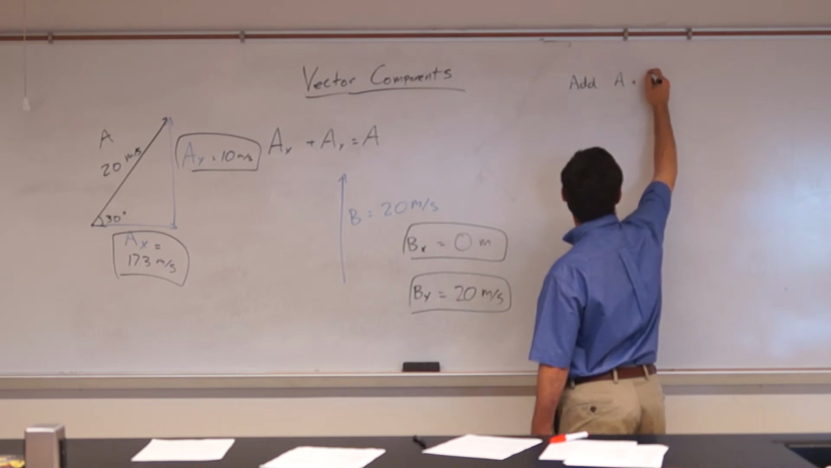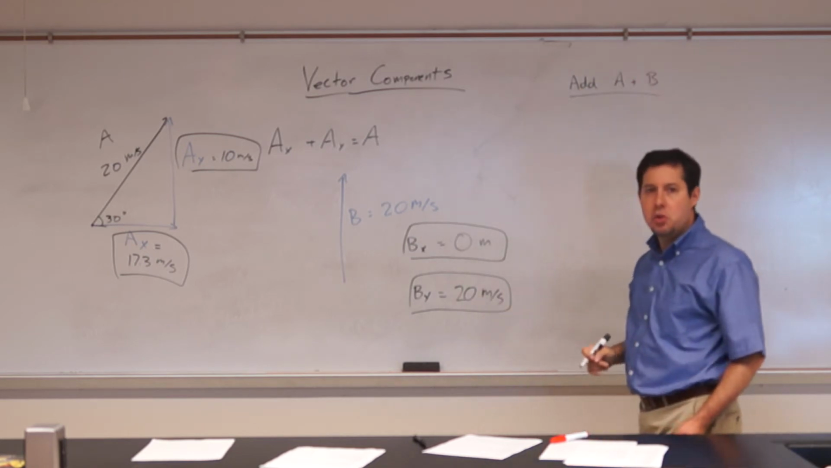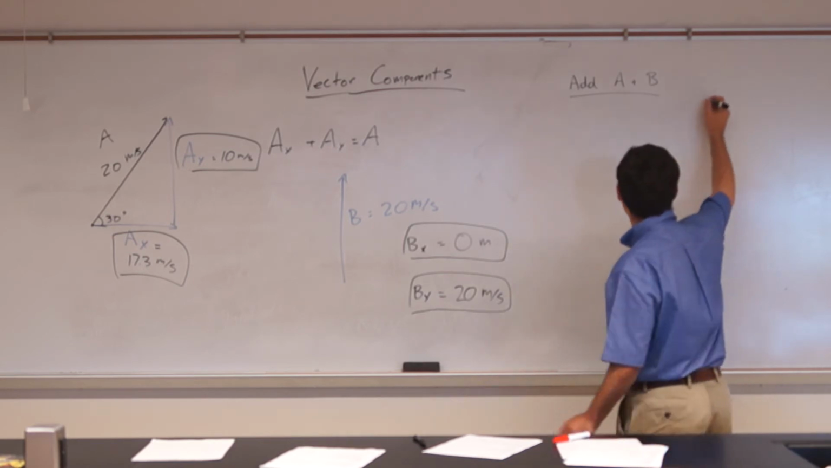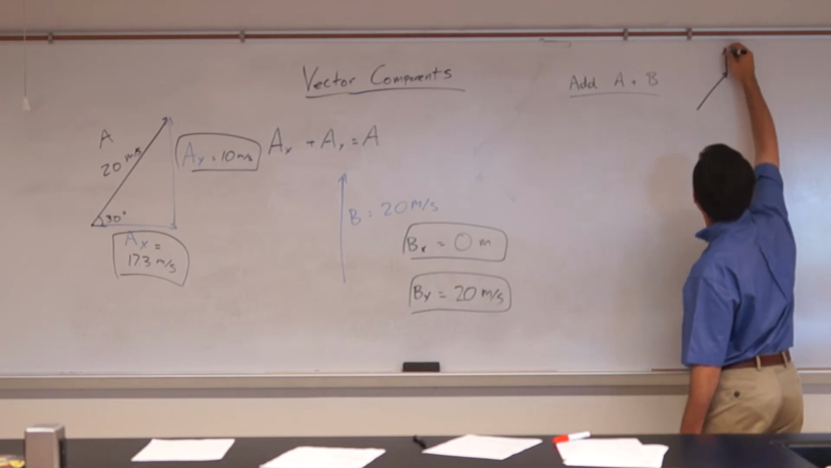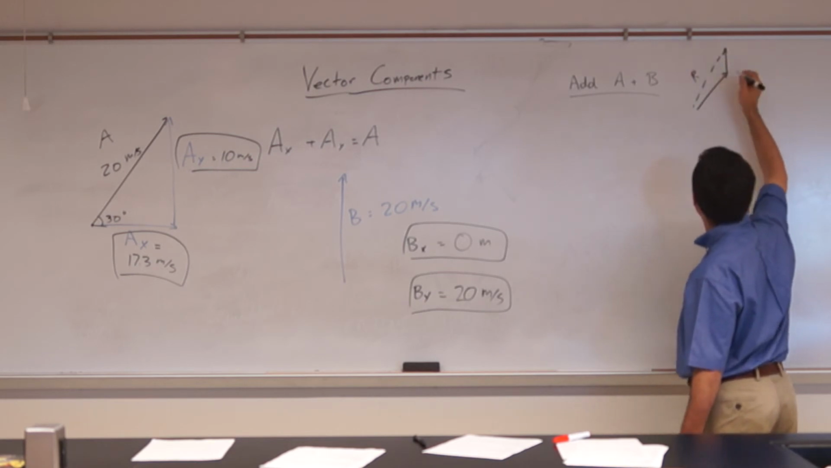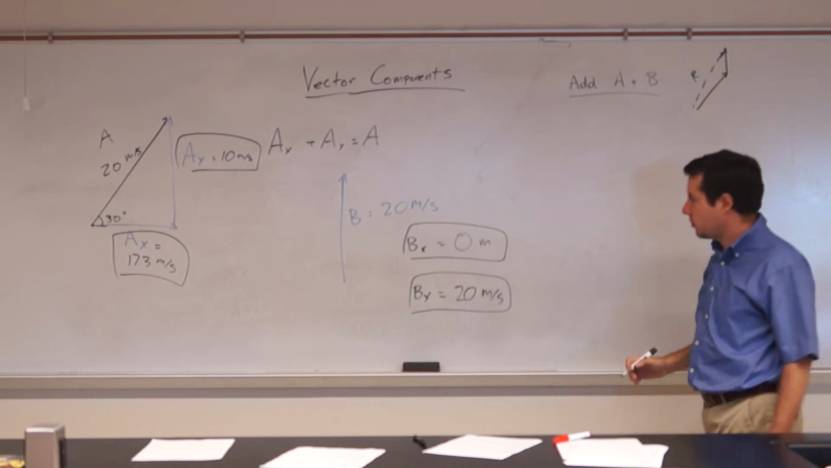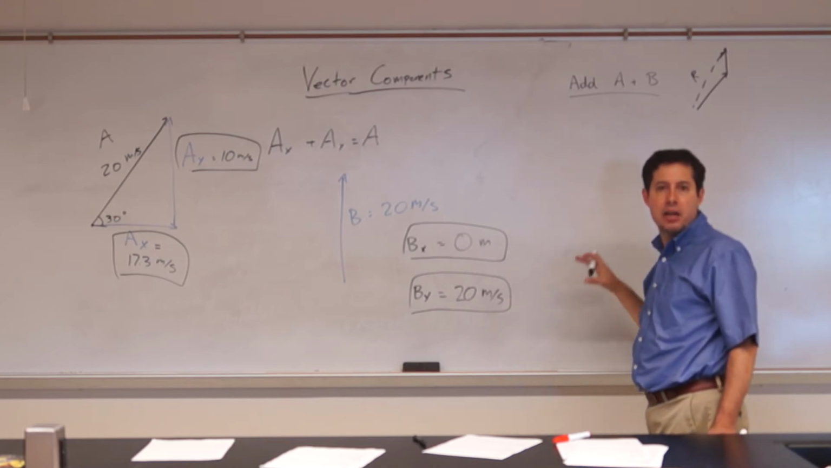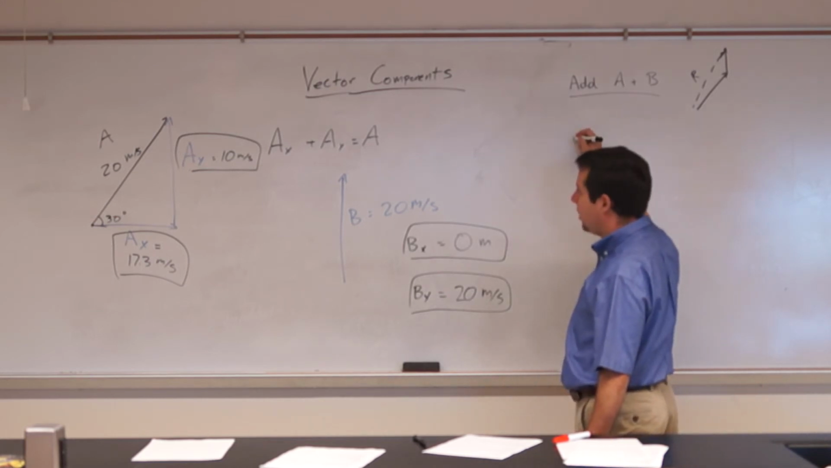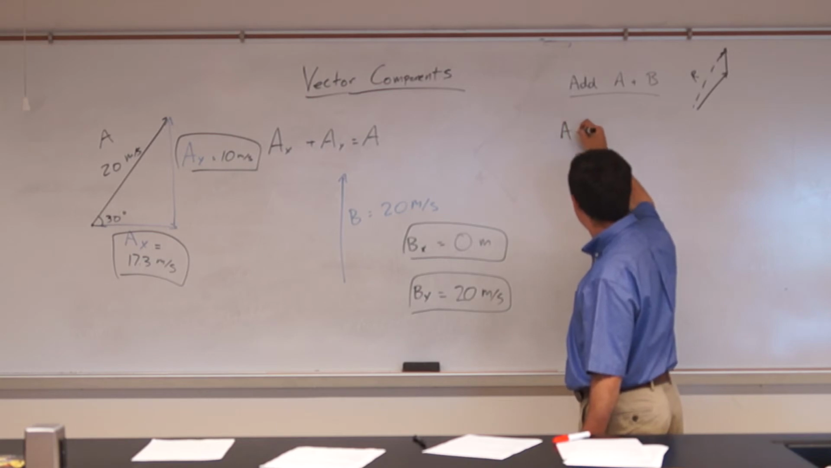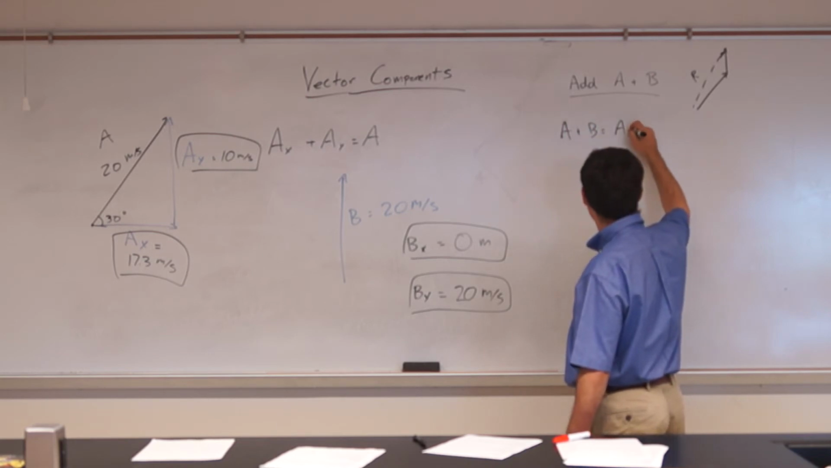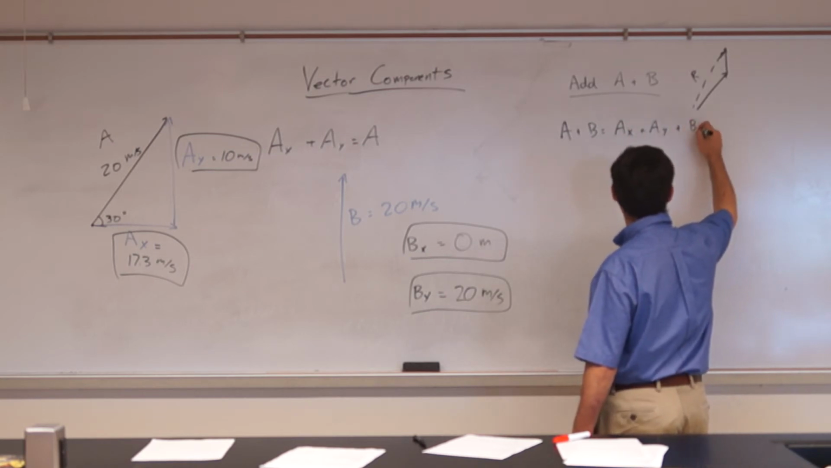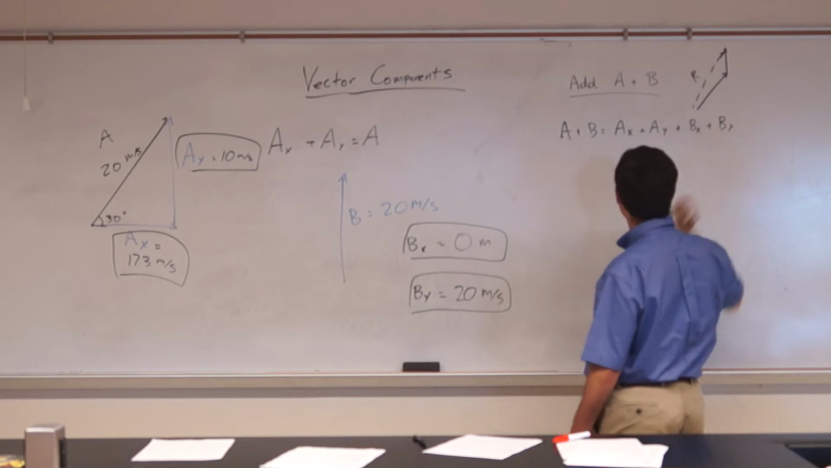vectors A plus B. Well, you could add these graphically, like we did in a previous video, where you say A plus B is that, and you get a resultant there, and you could measure the resultant. But now that we have components, it's actually easier to add them mathematically. So we can say A plus B is equal to A sub x plus A sub y plus B sub x plus B sub y.